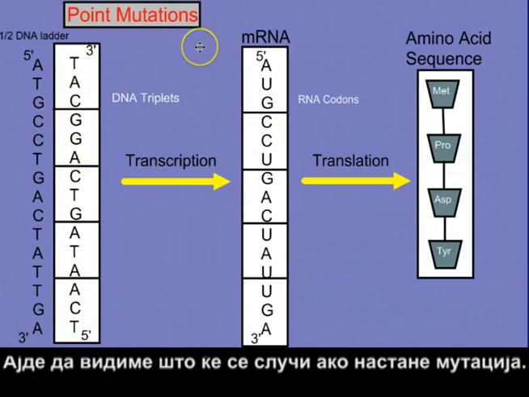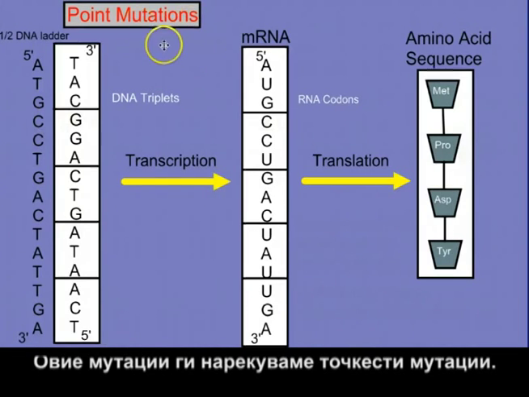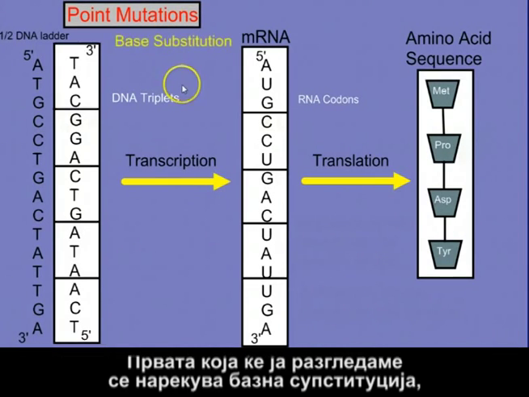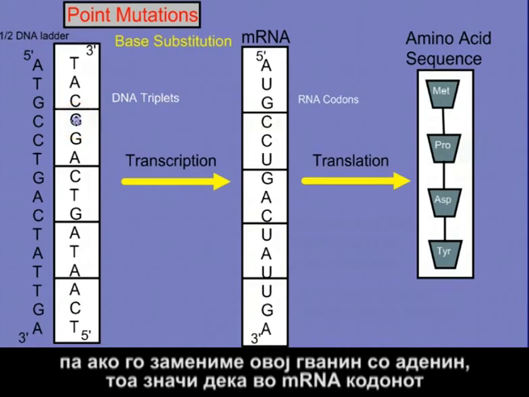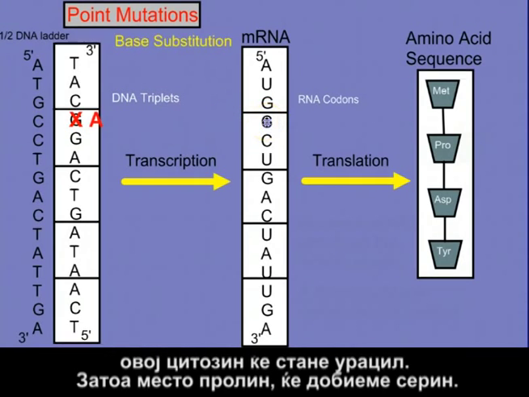Now let's look at what happens when we have a mutation. We're going to call these point mutations. And the first one we'll look at is called a base substitution. So if I substitute this base, this guanine, with, let's say, an adenine, well, that means on my messenger RNA strand, this cytosine will instead be a uracil.